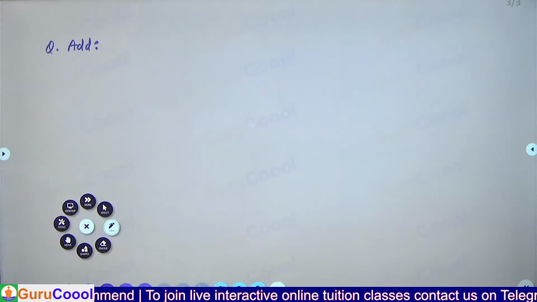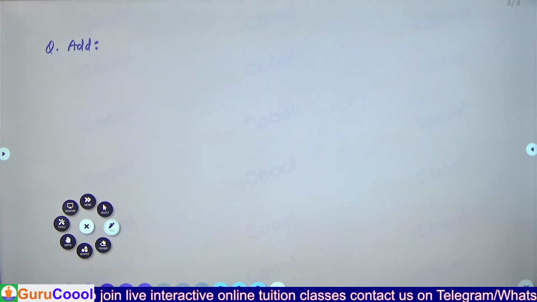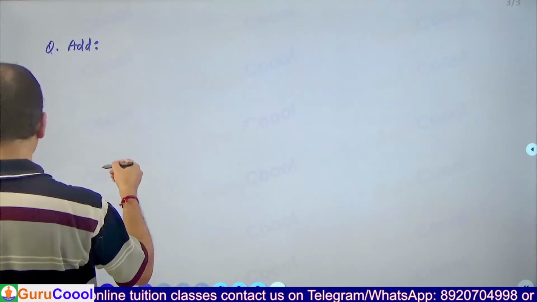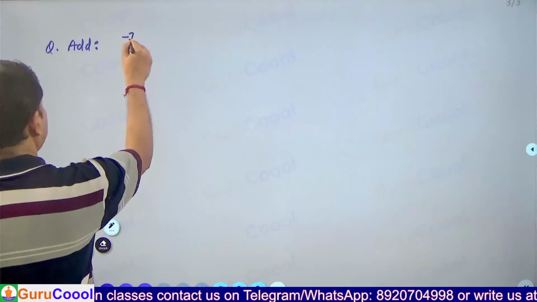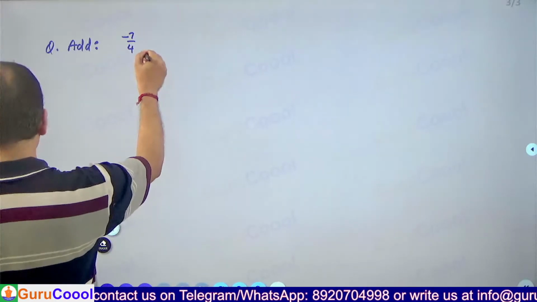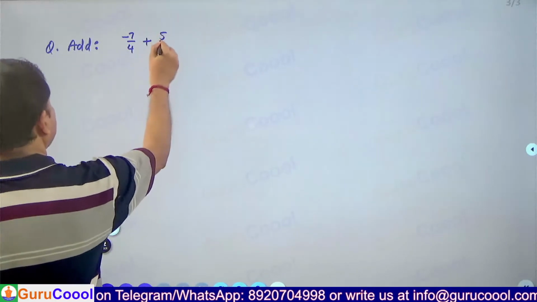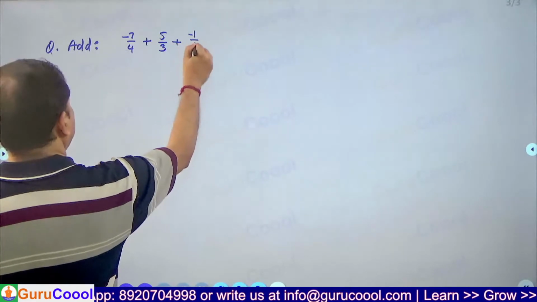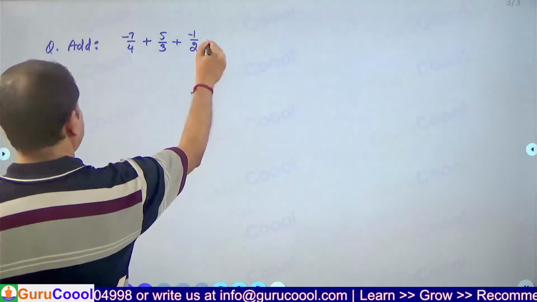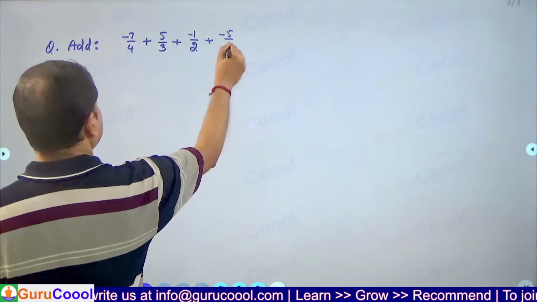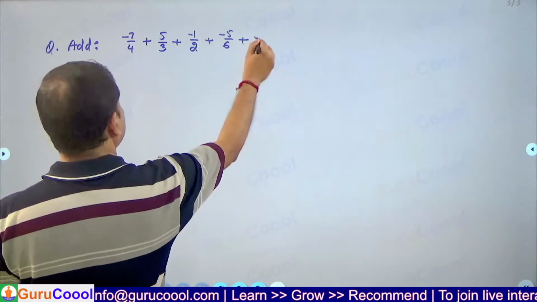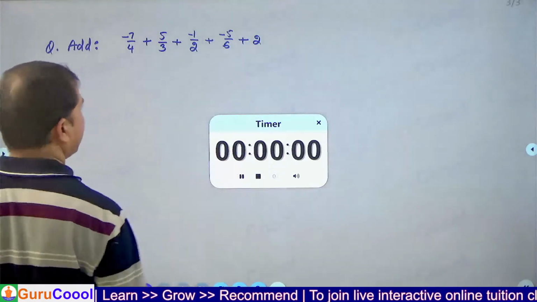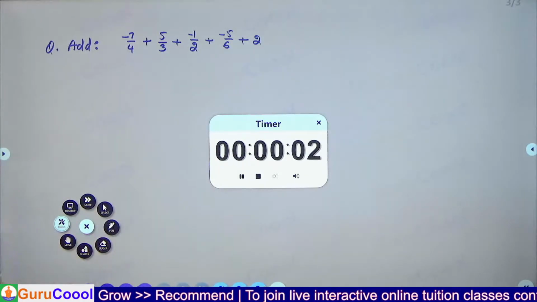Next is here. Minus 7 by 4 plus 5 by 3 plus minus 1 by 2 plus minus 5 by 6 plus 2. Start, and you have 3 minutes to submit.